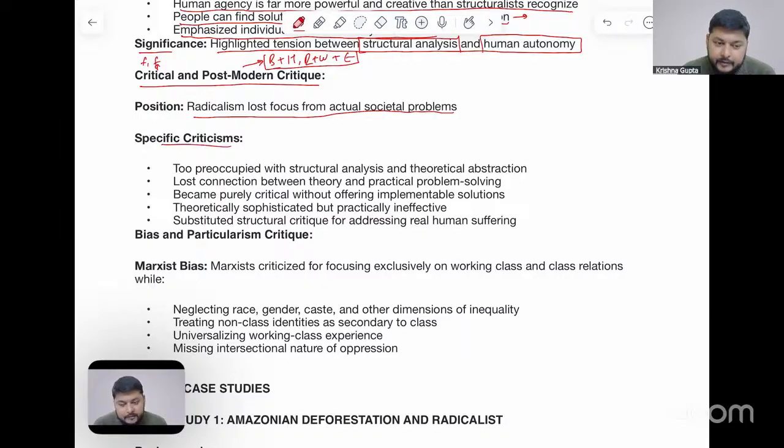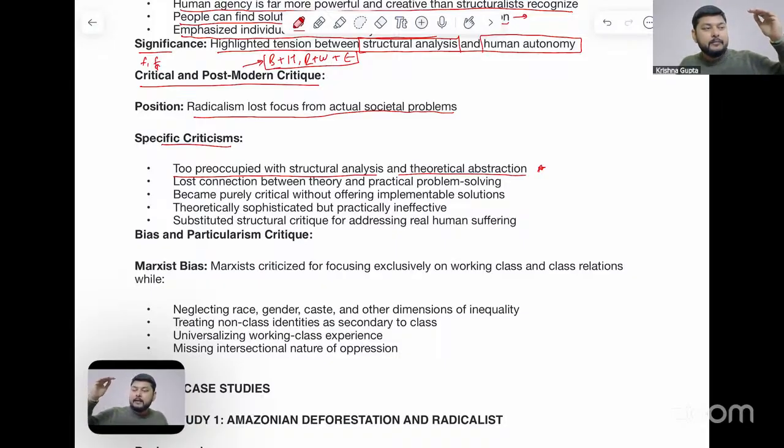Then position: radicalism lost focus from actual societal problems. Specific criticisms: too preoccupied with structural analysis and theoretical abstraction. Okay, what theories are we giving for poverty? That is capitalism and imperialism. So capitalism is an issue, but it is not like a certain section of society. A poor person cannot get education, and he can get employment, and by increasing income he cannot come out of that particular loop. So this was given as a critique here.